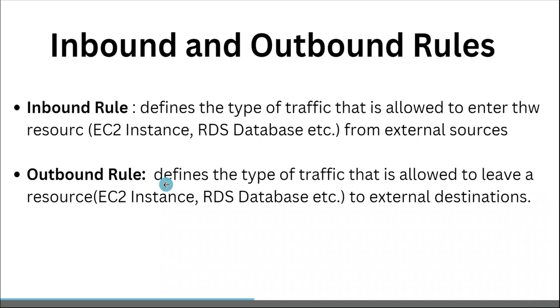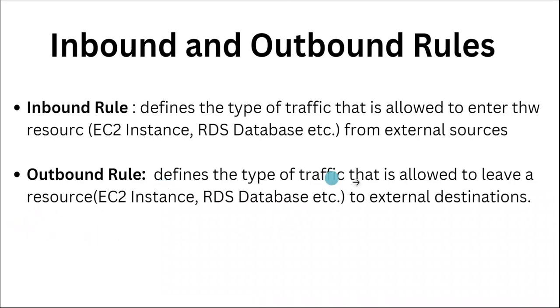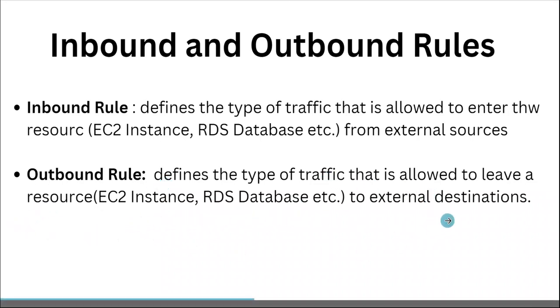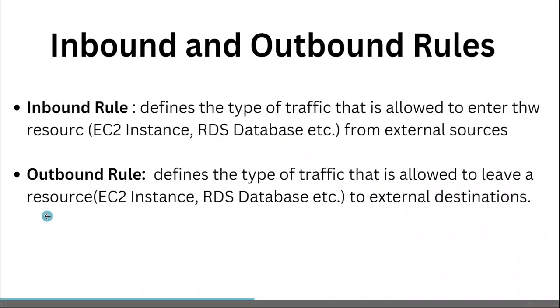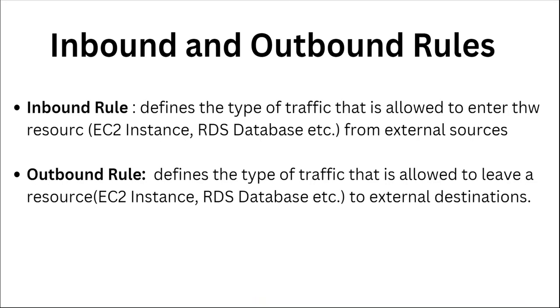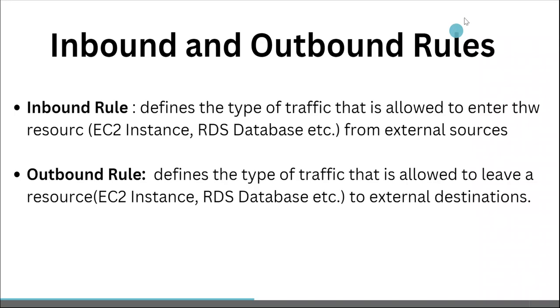Outbound rule basically defines the traffic that is allowed to leave a resource to external destinations. So what traffic is allowed to leave this instance to the internet. Usually we allow all the traffic to go out, but we will only allow a few people to be able to access the instance from the internet. So that was a brief overview of security groups. Now let's do some hands-on and see how security groups work in the real world.